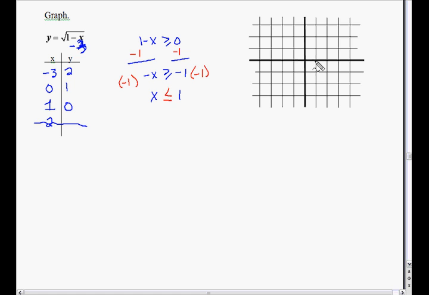Plot those points: (1, 0), (0, 1), and (negative 3, 2). So we haven't seen very many square root graphs going this direction. And that's because there was a negative in front of the x inside the radical, which caused the graph to go off to the left.